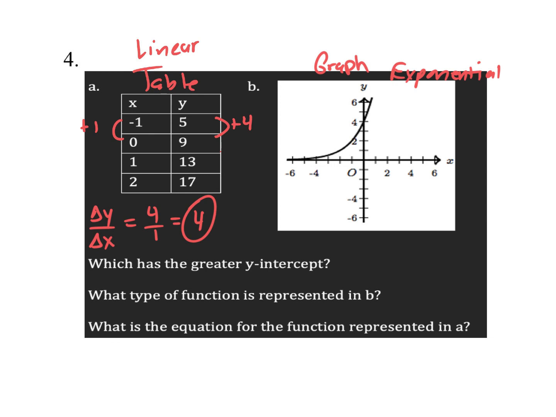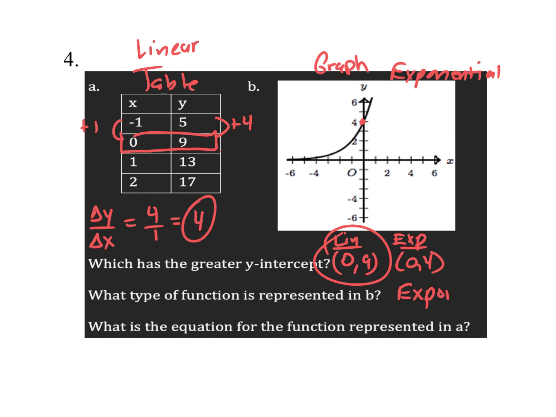All right. So it says, which has the greater y-intercept? Well, I know the y-intercept is where x is 0. So my linear function has a y-intercept of (0, 9). And it looks like my exponential function crosses the y-axis at 4. So it has a y-intercept of (0, 4). And so the linear function has the larger y-intercept. What type of function is represented in B? That is exponential, and you can tell just from the graph.